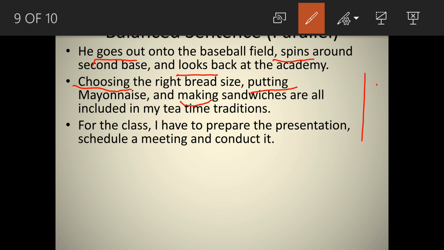Now look at the last example. For the class, I have to prepare the presentation, schedule a meeting, and conduct it. Again, all the 3 verbs are from the same grammatical category. Okay, so now all our tips are over, and what I want you to do is practice. Review one tip at a time and practice making sentences of that kind.